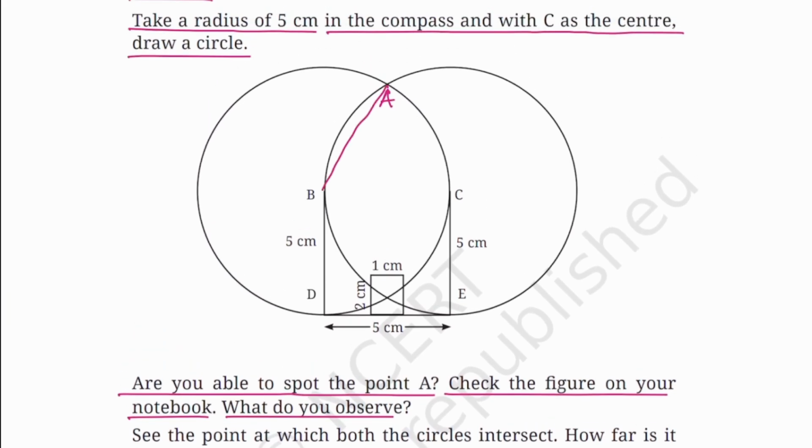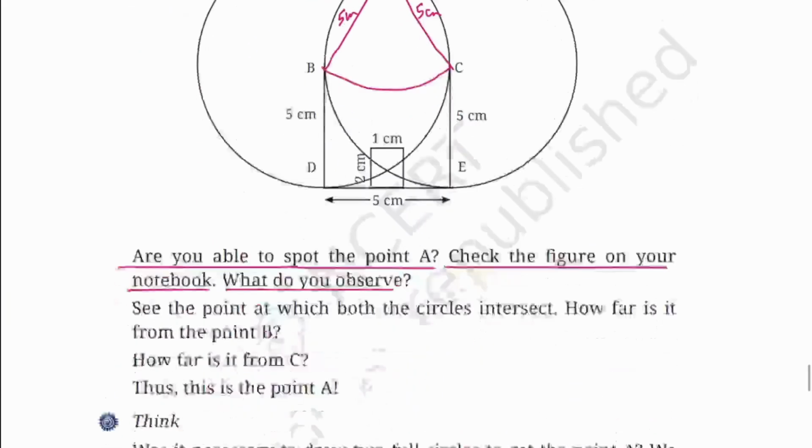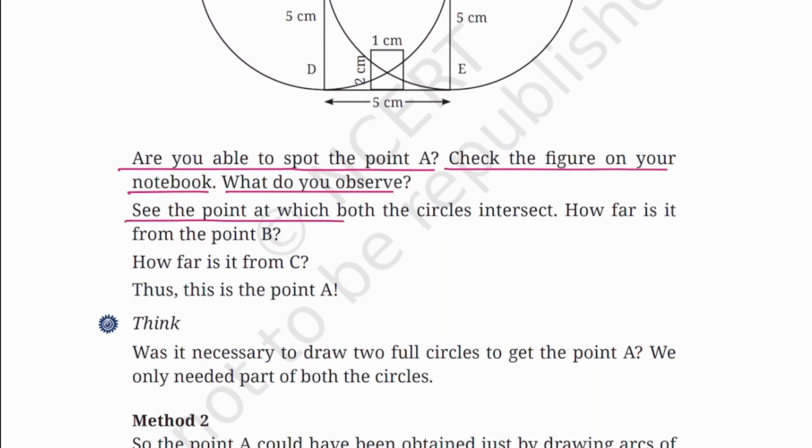You observe that point A is at a distance of 5 cm from B and 5 cm from C. Taking A as center, now you can draw this arc. See the point at which both the circles intersect. How far is it from the point B? How far is it from C? Thus, this is the point A.